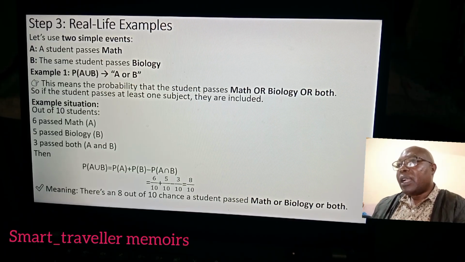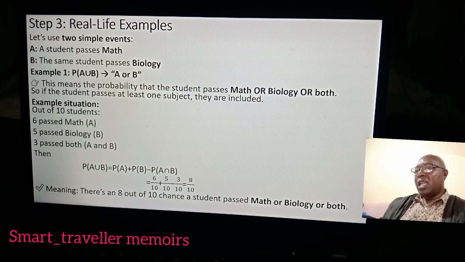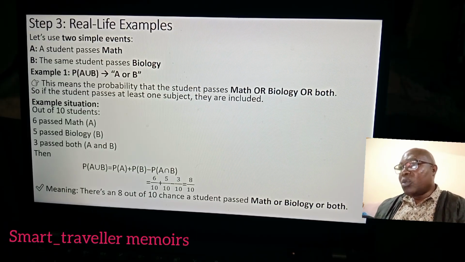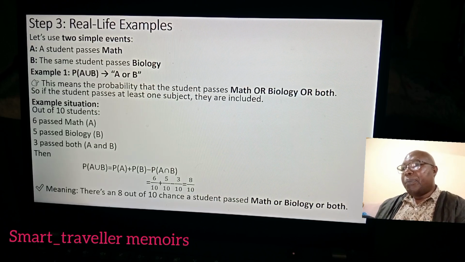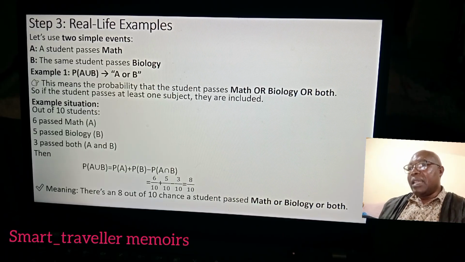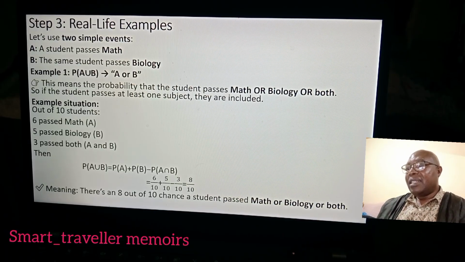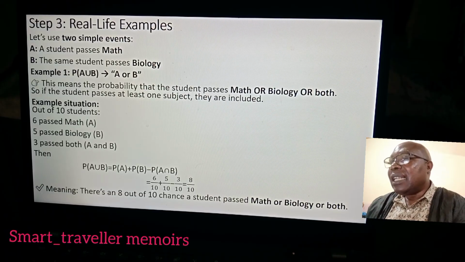Therefore, we are trying to subtract what is common, where the student is doing biology and mathematics. That is one person. That is why we are subtracting the intersection, because we would repeat. So we have 6 out of 10, those who are doing maths, plus 5 out of 10, those who are doing biology, minus 3, which is equal to the result 8 over 10.